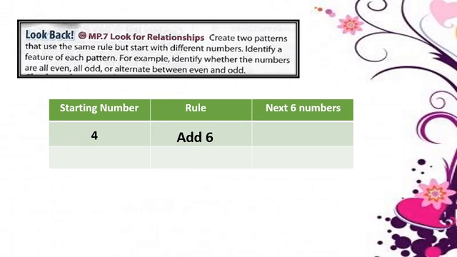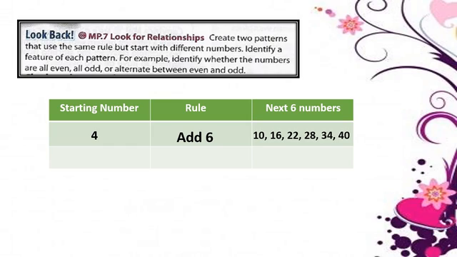So I need to write the next 6 numbers. These are my next 6 numbers because 4 plus 6 is 10. Then again, add 6 to the next number: it's 16, plus 6, 22, 22 plus 6, 28, 28 plus 6, 34, 34 plus 6, it's 40.